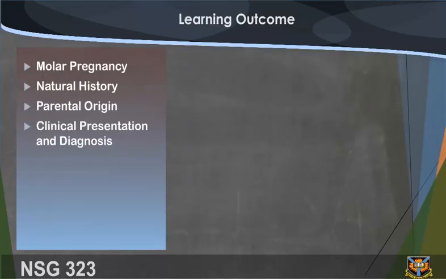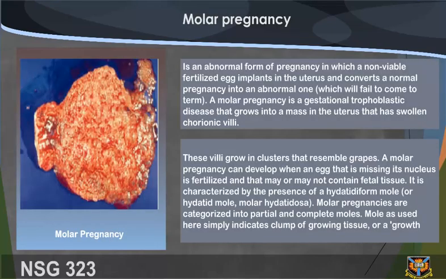Learning outcome: molar pregnancy, natural history, parental origin, clinical presentation and diagnosis. Molar pregnancy. Molar pregnancy is an abnormal form of pregnancy in which a non-viable fertilized egg implants in the uterus and converts a normal pregnancy into an abnormal one, which will fail to come to term.